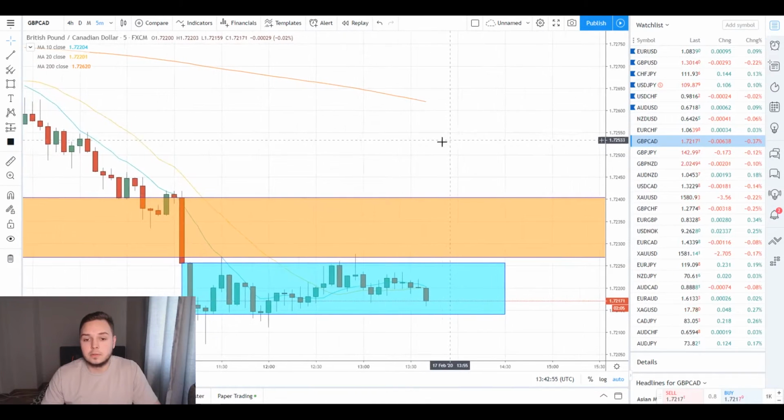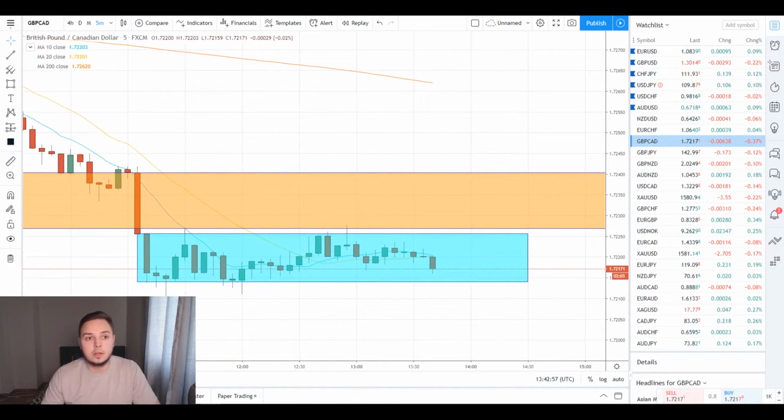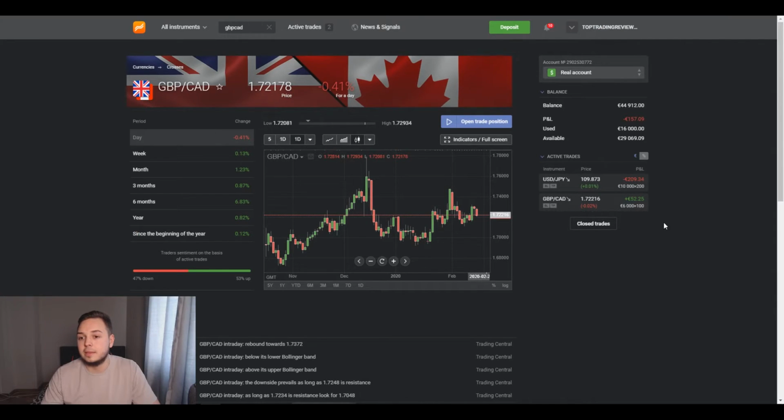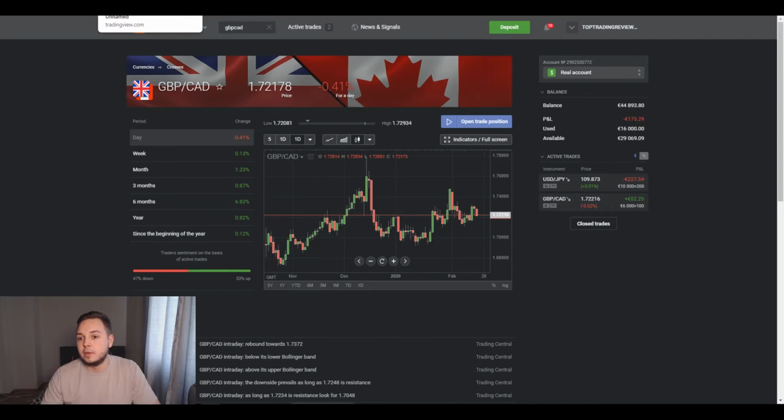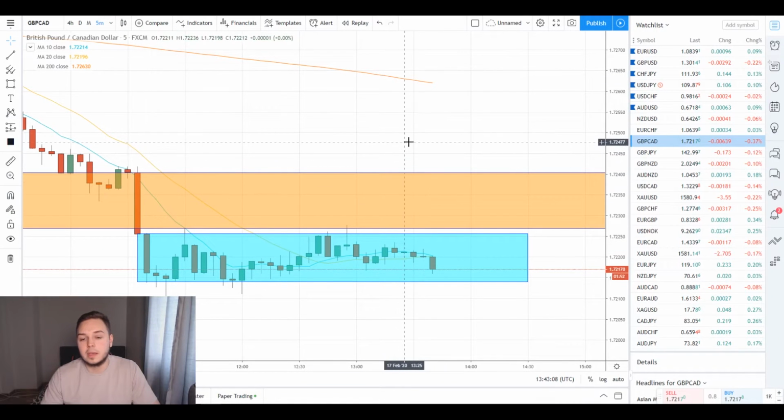Anyway, let's have a look what GBP CAD is doing. And there we go, look, it's dropping down. As I said, it's gonna drop down, and look, GBP CAD plus 52.62 currently, dropping down very nicely. There we go, plus 62. Okay, so that's what I mean.